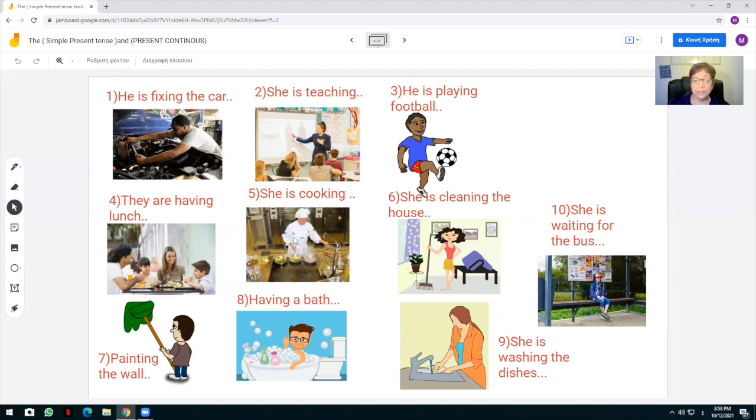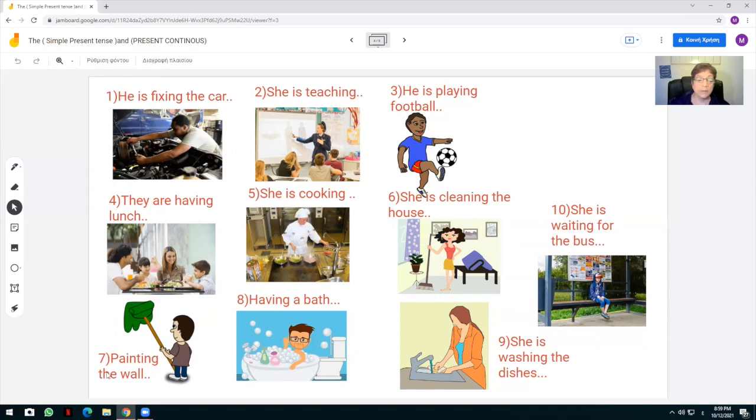Here, this is the chef. The chef is cooking. She is cooking. She is cooking. The chef is cooking. Here, it is the housewife. She is cleaning the house. She is cleaning the house المنزل. The housewife is cleaning the house.